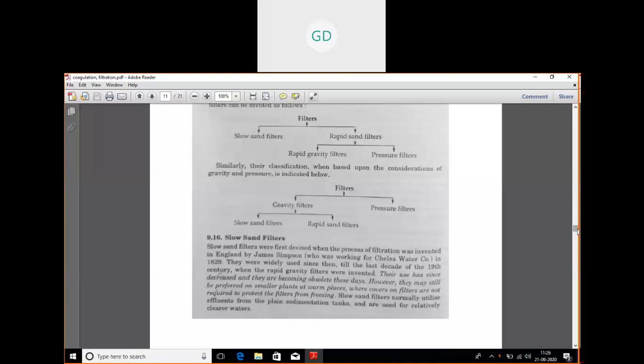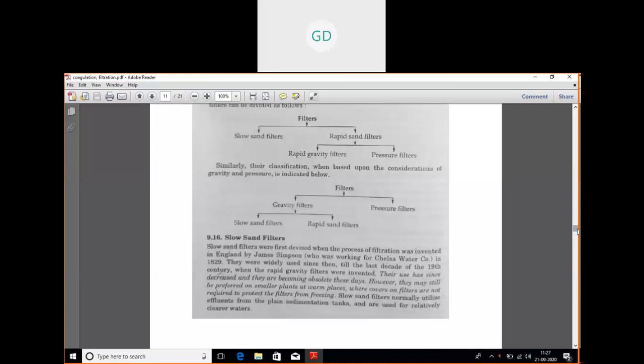Okay, so all those things are its drawbacks: since it requires a huge surface area, it requires huge filter materials. So slow sand filters are not appropriate nowadays. But on the other hand, rapid gravity filters or rapid sand filters don't require a huge surface area. Also, their rate of filtration is much greater than that of your slow sand filter.